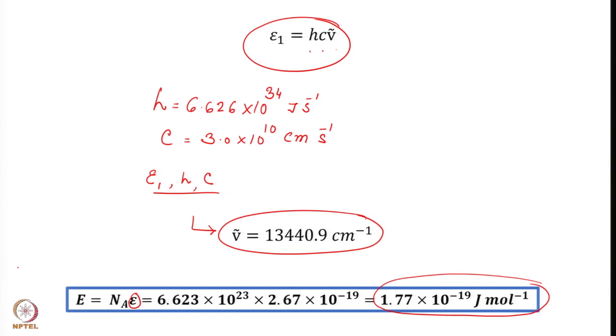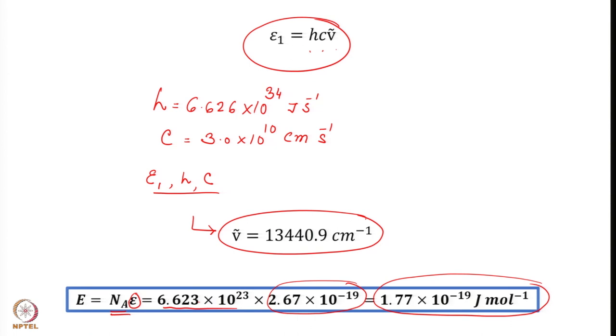And since that is per molecule, in order to convert per molecule to per mole, you need to multiply by the Avogadro constant, which is N_A. The value of the Avogadro constant is 6.023 × 10^23 per mole, and therefore this per molecule value can be converted to per mole by multiplying by the Avogadro constant. It comes to 1.77 × 10^5 joules per mole.